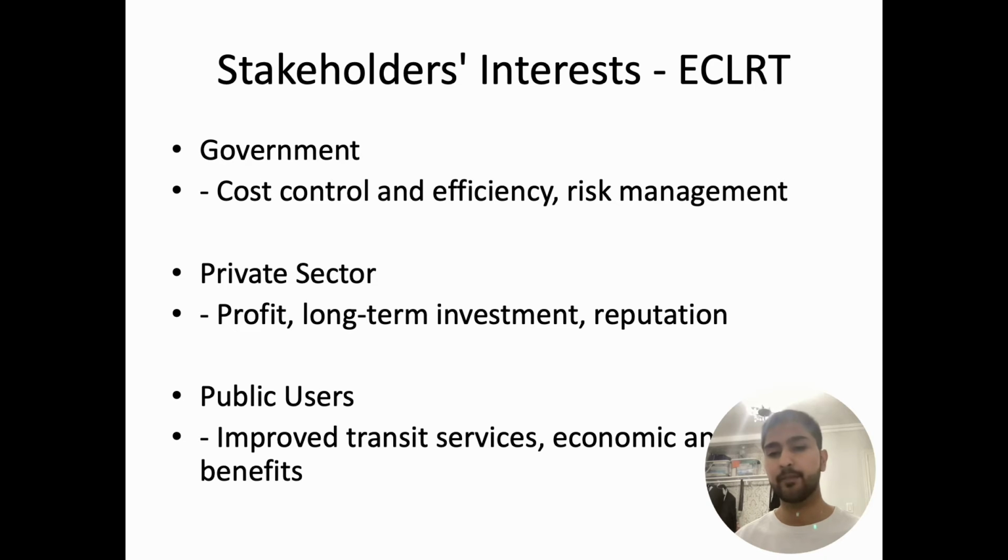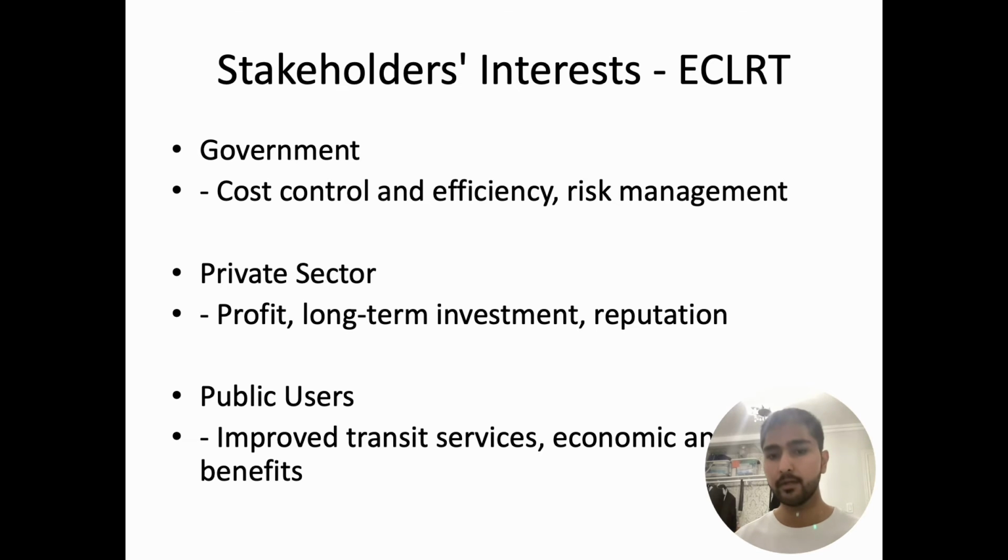And talking about the private sector, the profit and long-term investment in ECLRT, the Crosstown transit solution, gains long-term revenue through contracts for design, construction, finance, and maintenance. Also, reputation and future opportunities are increased for the private sector. Successfully completing the high-profile project enhances the stakeholders' reputation, leading to more business opportunities.